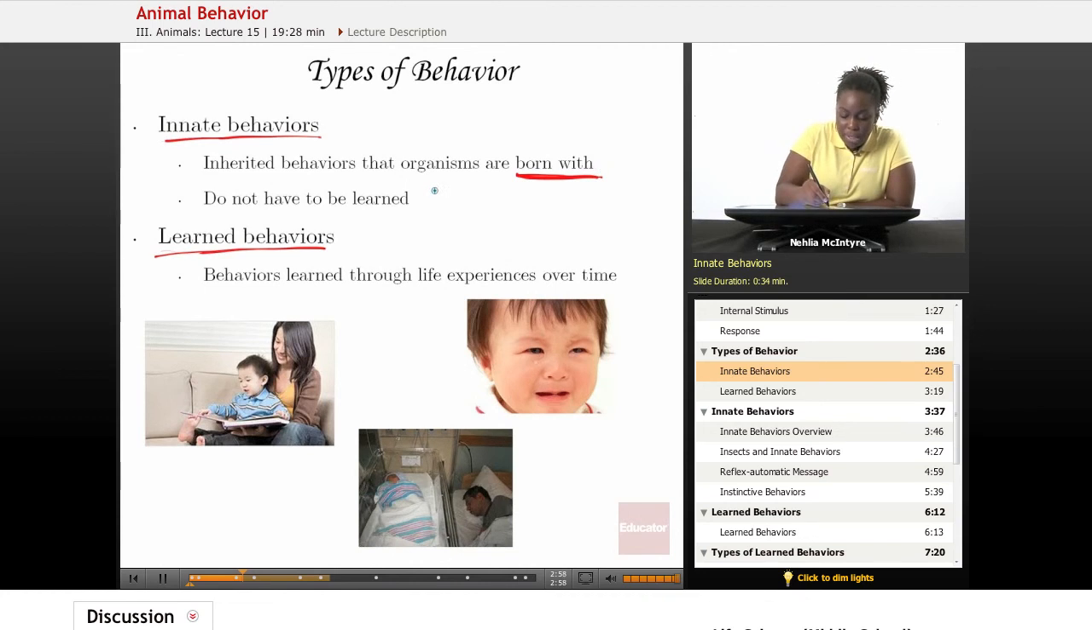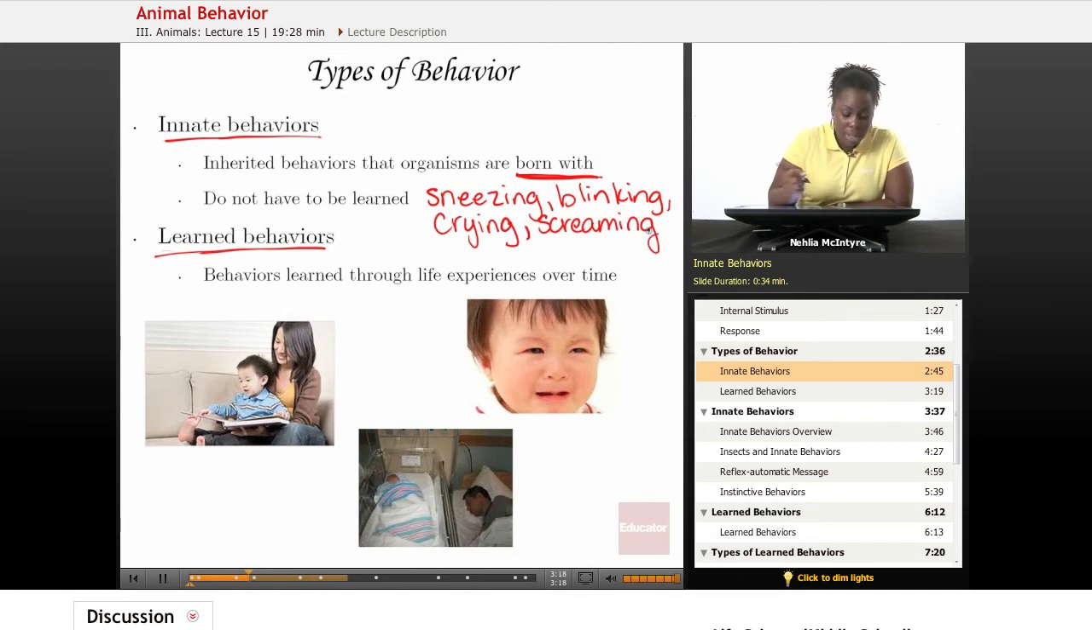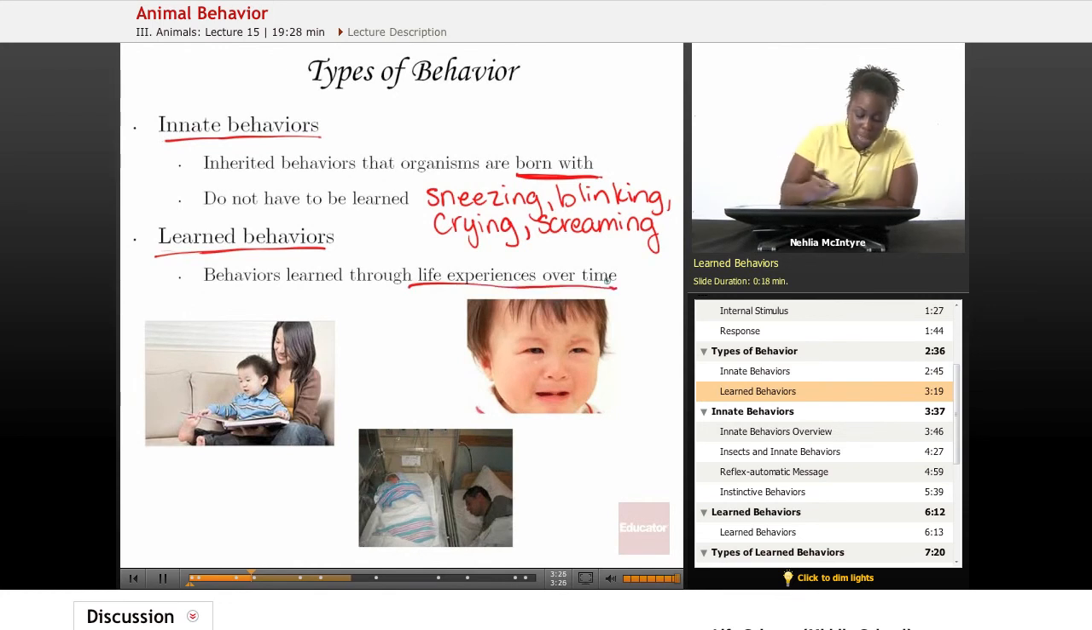For example, sneezing, blinking, crying, even screaming. Those would be examples of innate behaviors. And then we have learned behaviors, and these are behaviors that have been learned through life experiences over time. For example, reading and writing would be examples of learned behaviors.